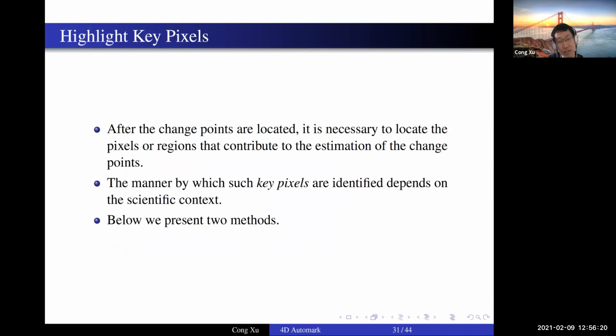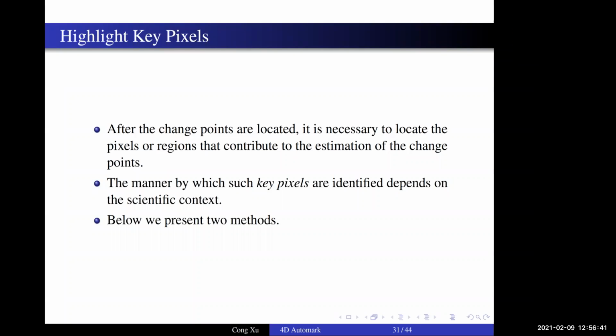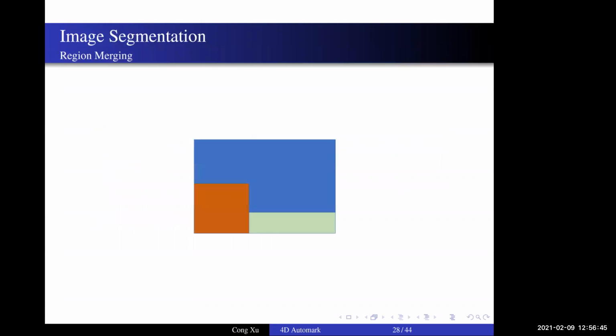So that's the whole procedure, right? We know that given the time interval, how we could do the image segmentation, and how we could use backward elimination, the step-by-step procedure, to locate the change points. So that's how the algorithm works. It's a kind of brute force method, right? You're just going through all the possibilities.